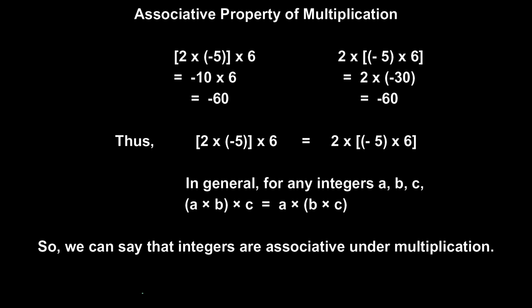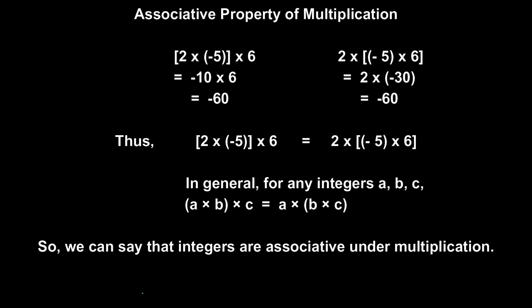And now let's see 2 multiplied by, in a bracket, minus 5 multiplied by 6. The same numbers are there, but we have changed the group. So minus 5 multiplied by 6 is a group, that gives me minus 30. So 2 multiplied by minus 30 is equal to minus 60. Thus I can say that 2 multiplied by minus 5, multiplied by 6, is equal to 2 multiplied by, in a bracket, minus 5 multiplied by 6.